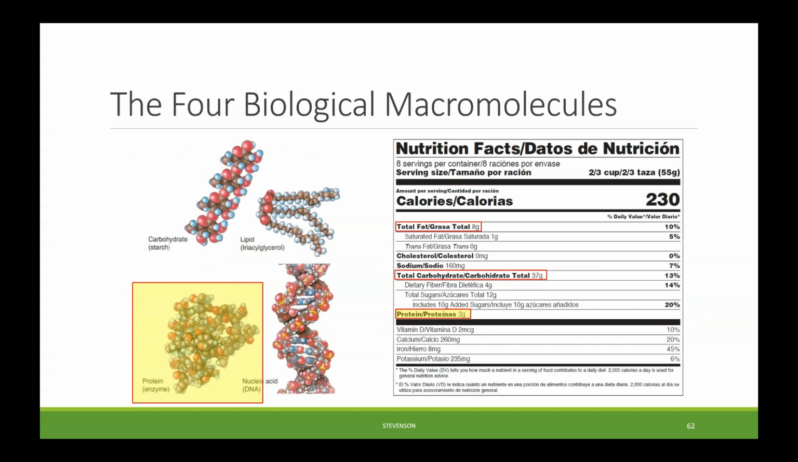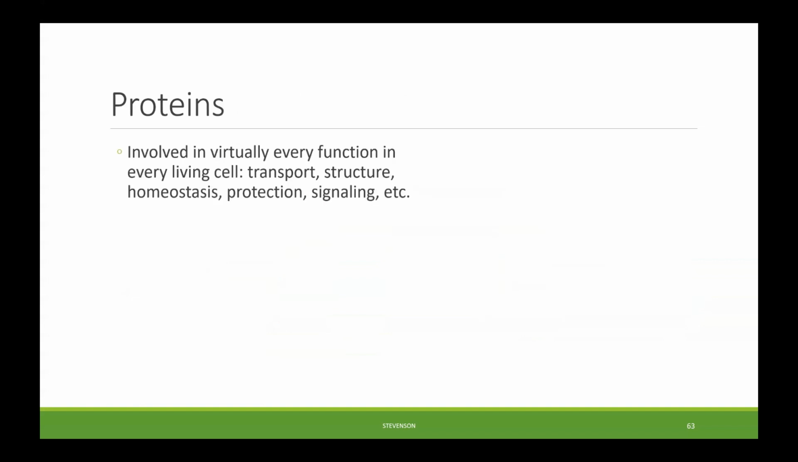So we're closing out lipids now, and the next macromolecule on our list is the proteins. Proteins are extremely important. They are arguably the most important macromolecule because they are involved in virtually every function that happens in virtually every living cell.